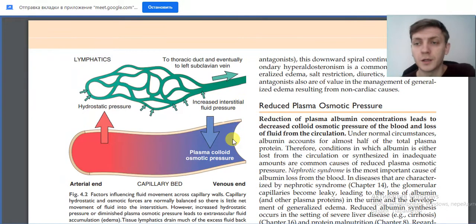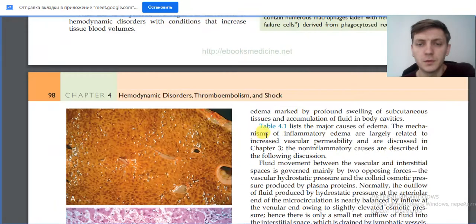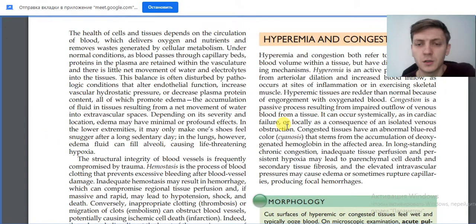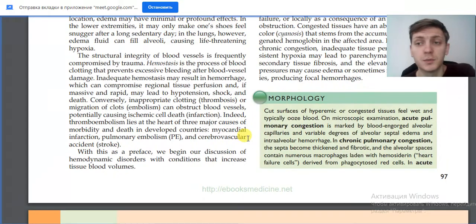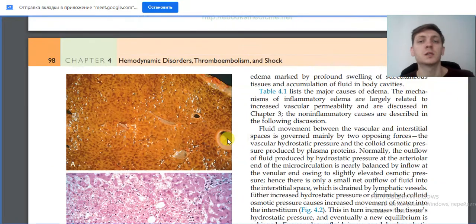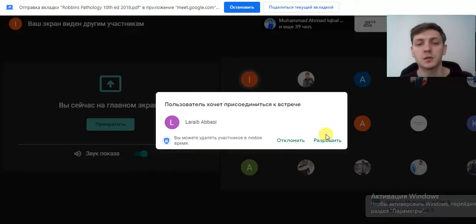So congestion appears like blue, like bruises, yeah, in cells, in organs. Take a look, it's known as blue-red color. It's cyanosis, and it's a signal of congestion. But red appearance is hyperemia, so keep it in mind. But in both of them, a much greater amount of blood will be present in a tissue.